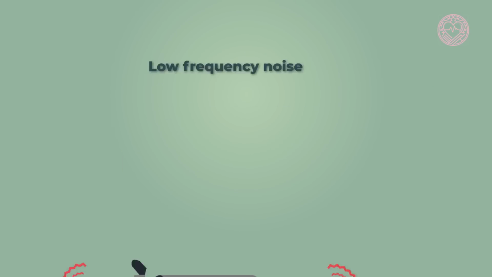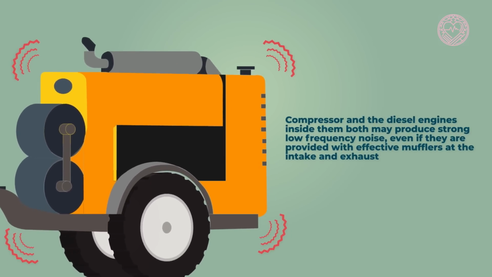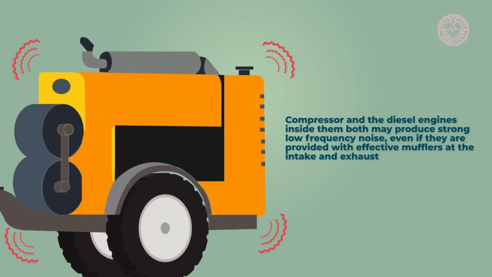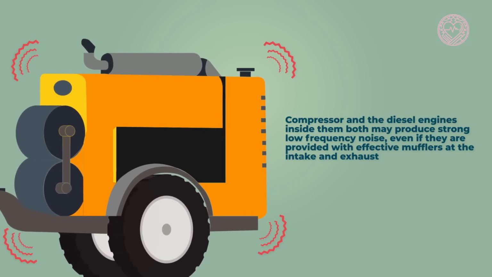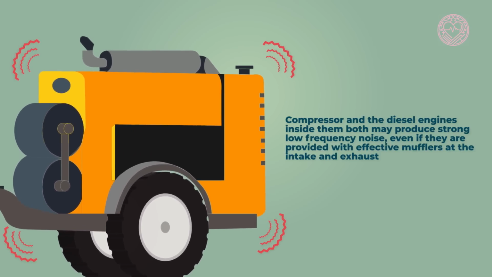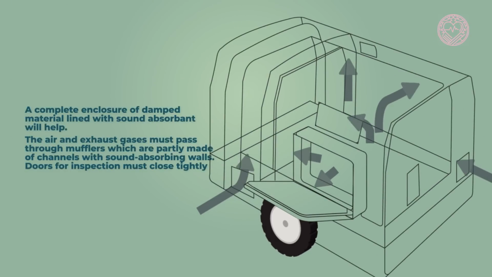Low-frequency noise. Compressors and diesel engines may both produce strong low-frequency noise, even if the area is provided with effective mufflers at the intake and exhaust. A complete enclosure of damped material lined with sound absorbent will help. The air and exhaust gases must pass through mufflers, which are partly made of channels with sound-absorbing walls. Doors for inspection must close tightly.